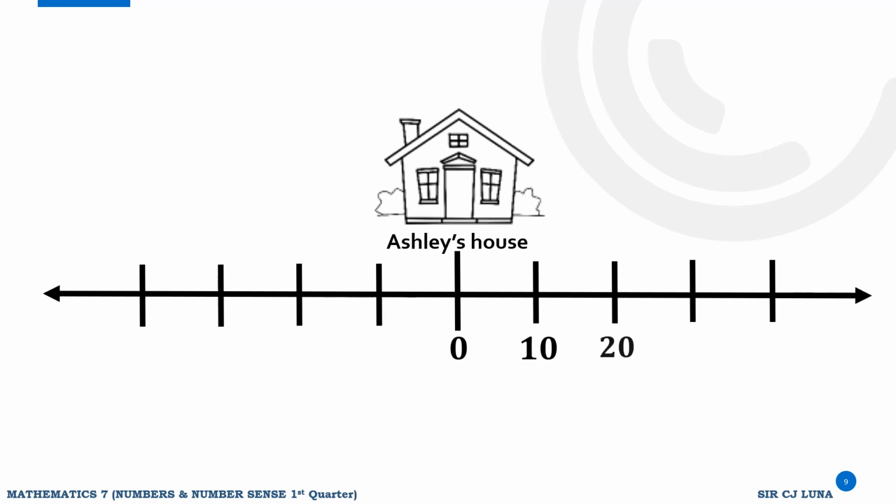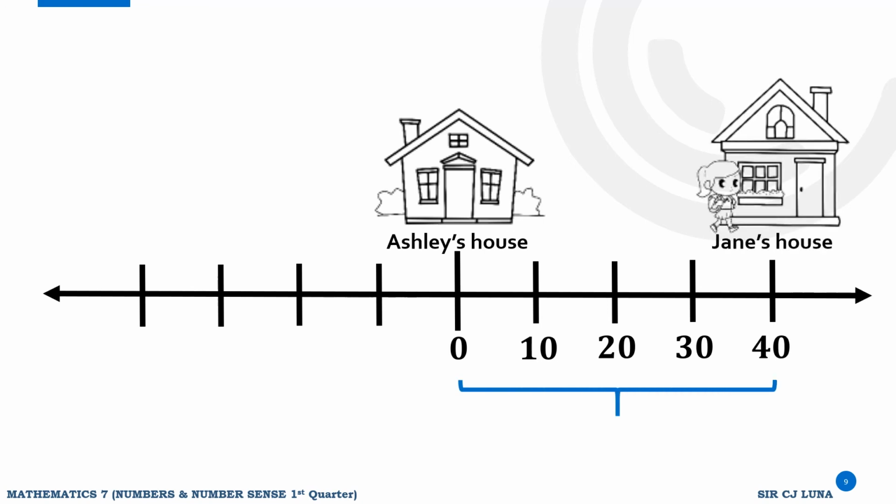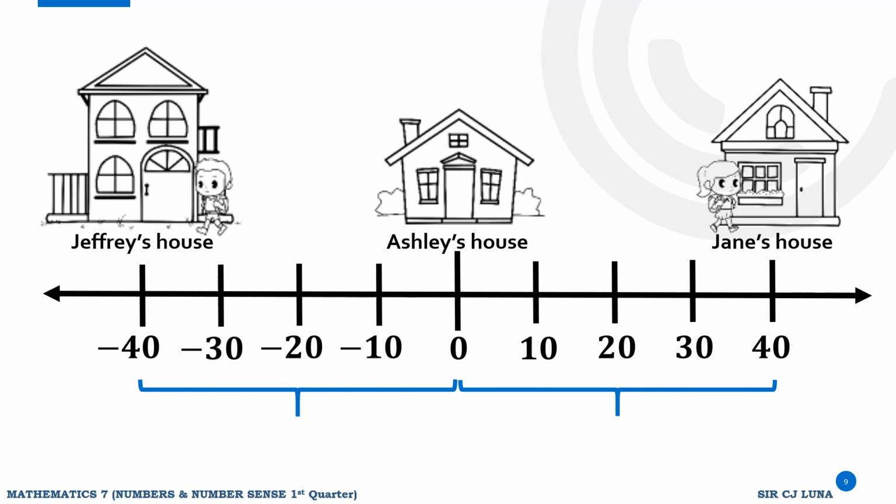Pagkatapos, ang sabi, si Jane daw ay umuwi na mula sa kanilang group study. Umuwi na siya sa bahay nila at siya ay naglakbay for how many meters? 40 meters. Pagkatapos, si Jeffrey naman ay umuwi rin sa bahay nila at siya din ay naglakad ng 40 meters din papunta sa west. Okay? So ngayon, paano natin isosolve yung problem? How are we going to answer the question?